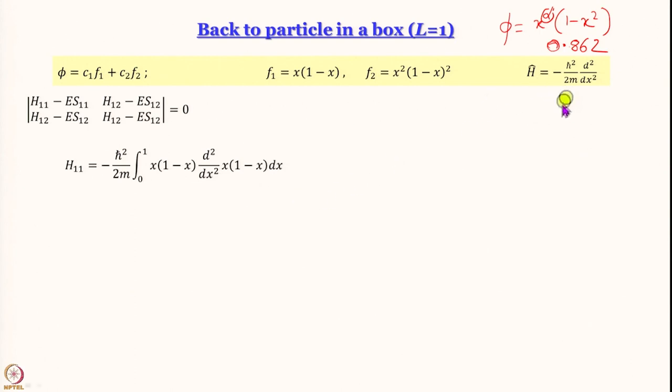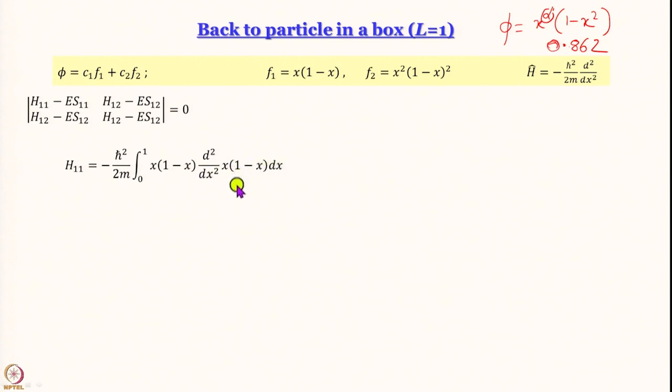Okay. So, the Hamiltonian is minus h cross square by 2m d2 dx2, and minus h cross square by 2m comes out. I am integrating now between 0 and 1 because I have set L by 2 equal to 1. So, what do I have inside there? Phi multiplied by d2 dx2 phi. So, this is the first term that I will get. Okay. This will be H11, because this is f1. Remember, H11 essentially means the integral of f1 star H f1 over all space, all x in this case. Okay. So, x into 1 minus x into d2 dx2 of x into 1 minus x, simple.